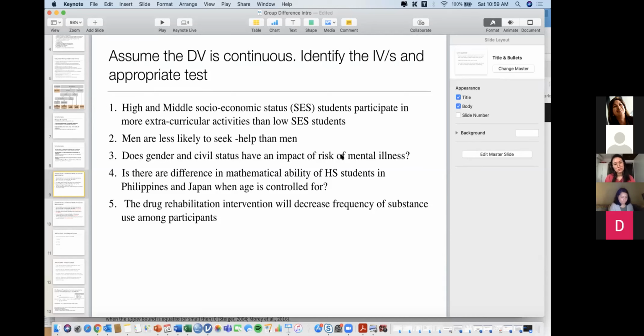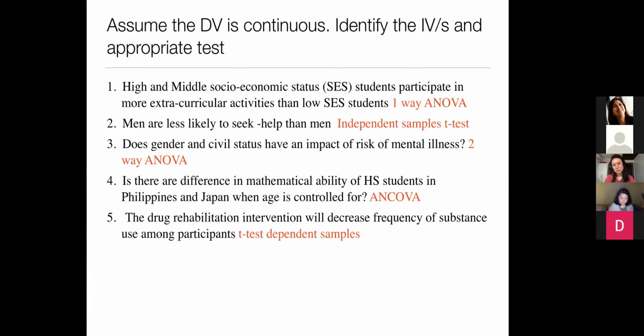All right. So, I'm very happy kasi tama kayong lahat. Okay. So, you're correct. No? So, the first one is one-way ANOVA because the DV is SES, right? And then the IV is the participation in extracurricular activities.